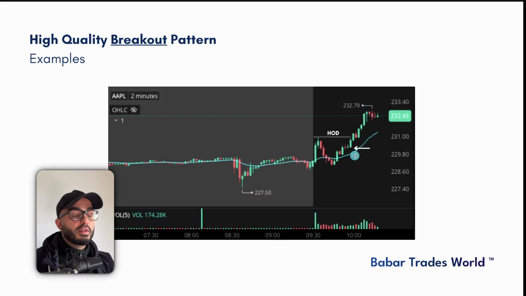And depending on your management style, you could take half off, you can take a third off here, raise your stop loss or keep it as is, or maybe move it to break even. But trade management is something I think is very personal to each type of trader. Some people like to take all of their profits off. Some people like to hold the entire position.